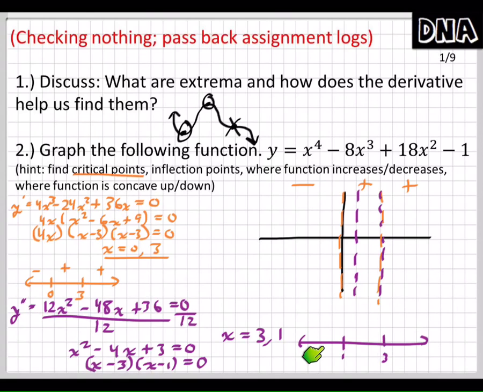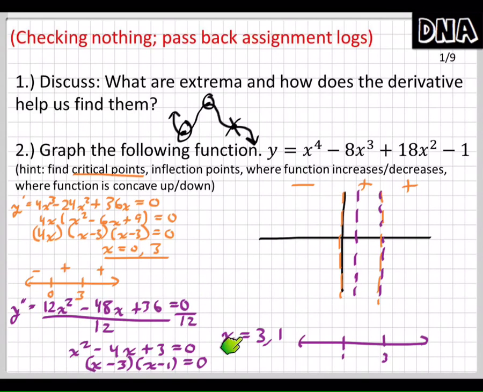One number before the 1, one number between the 1 and the 3, one number after the 3, and plug them back into our second derivative to see if we get a positive or a negative number. That will tell us if the curve is concave up or concave down. Negative would be concave down, positive would be concave up. Let's use this one right here because it's a little simplified compared to that one. I like this one better.